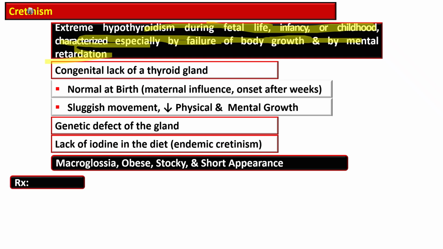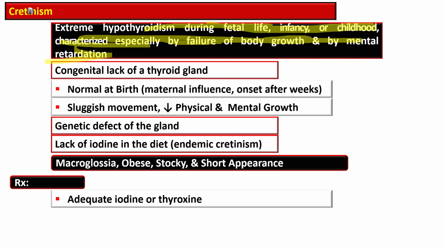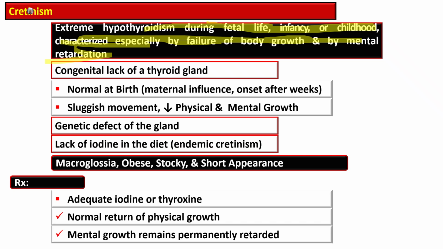The treatment and prognosis for this is treatment with iodine or thyroxine that begins within weeks. The timing is crucial. It should start initially, and the physical growth can be restored with proper treatment, while the mental growth will be impaired permanently if the treatment is delayed.